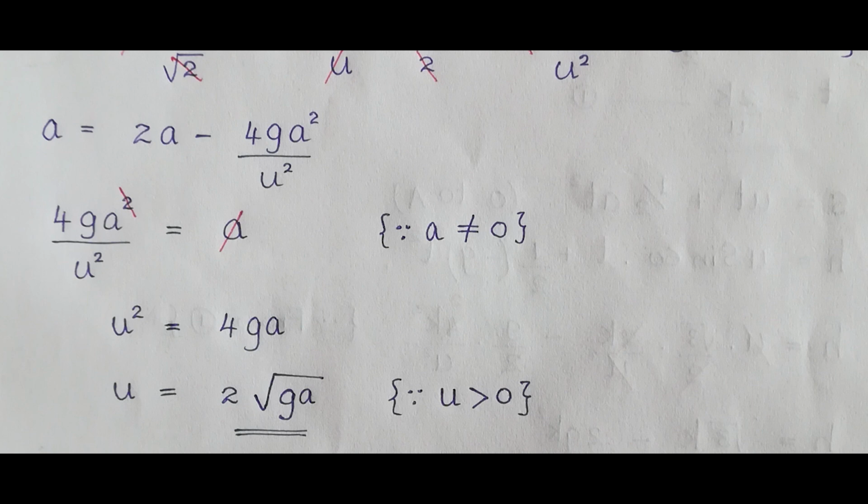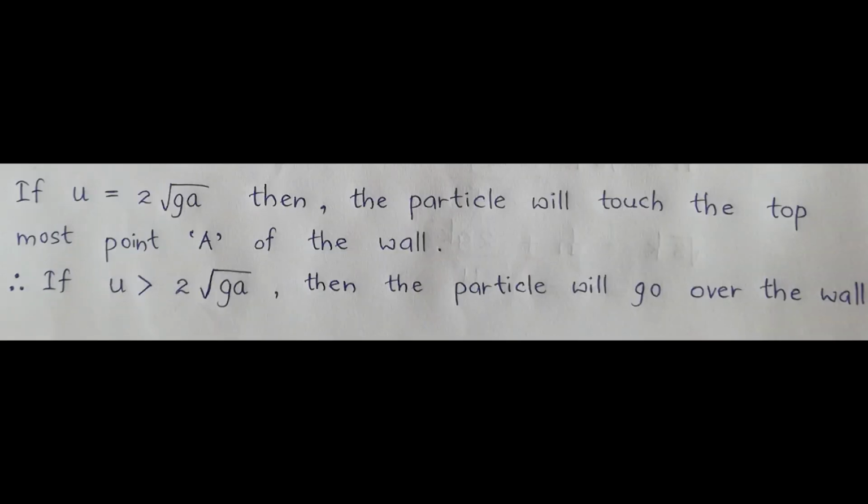A is the topmost point of the wall. If the particle is reaching that topmost point when our initial velocity is equal to 2 times square root ga, after that I can state if that velocity is greater than that amount, definitely the projectile will go over point A, that means go over the wall. Therefore, if u is greater than 2 times square root ga, then the particle will definitely go over the wall.